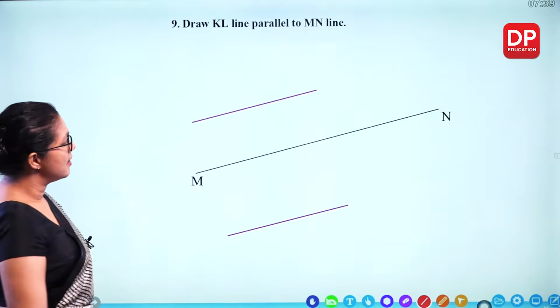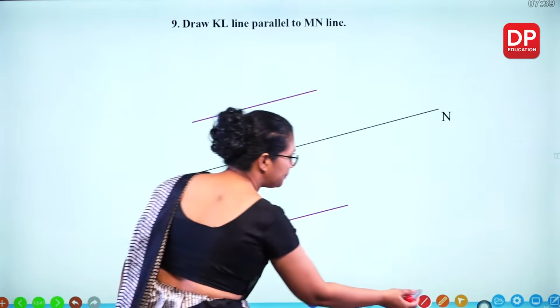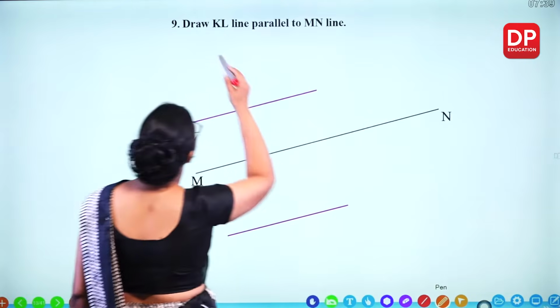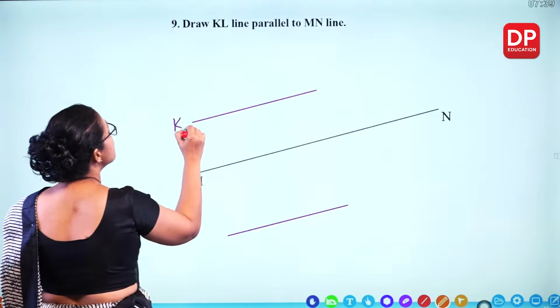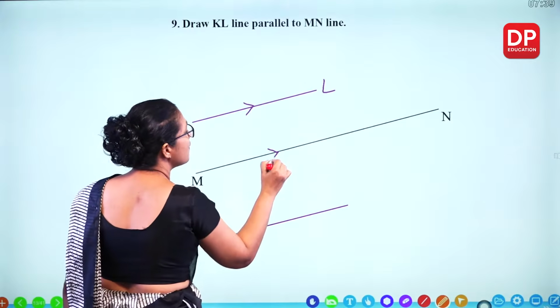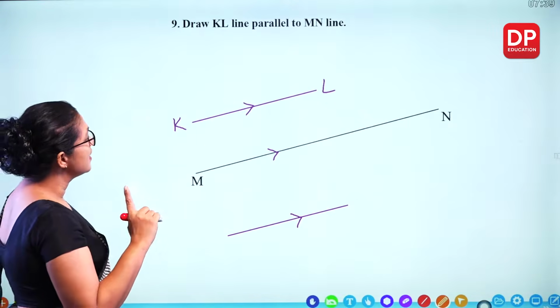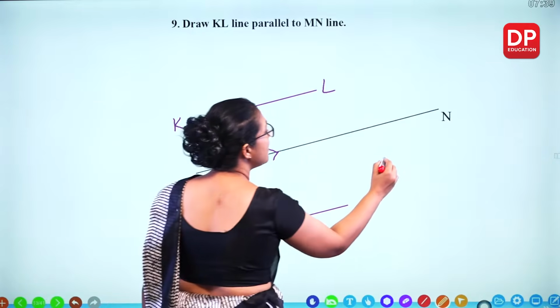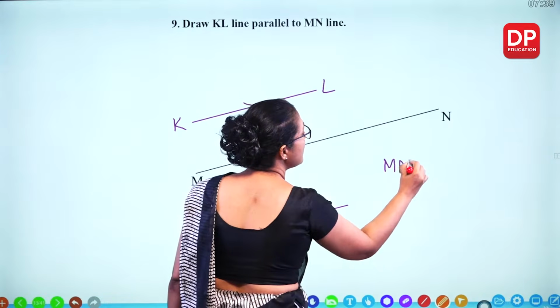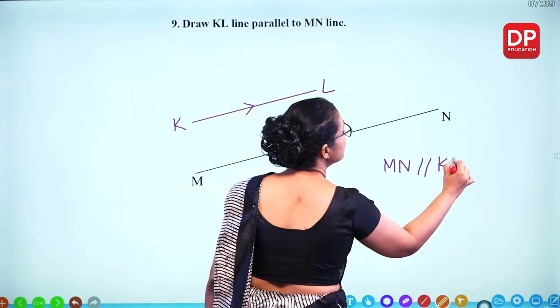Two lines above and below MN. So I'll label one line KL. So that's KL. And parallel means with this arrow. So I can write MN line is parallel to KL line.